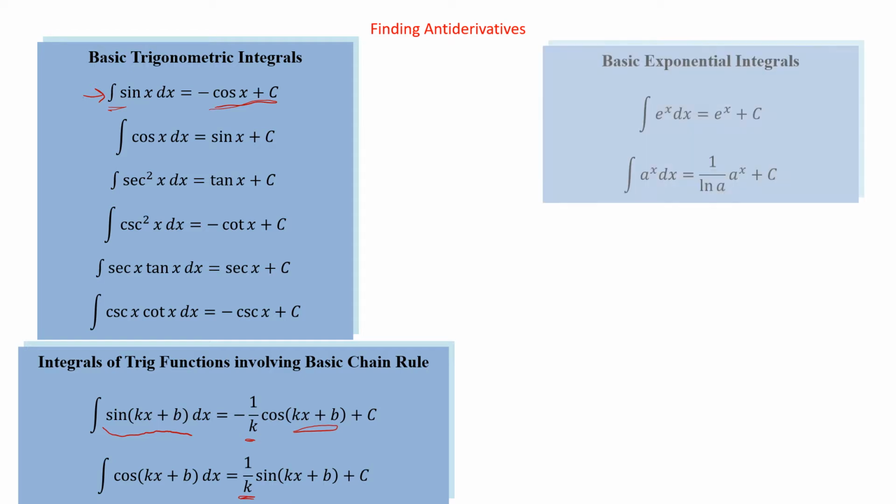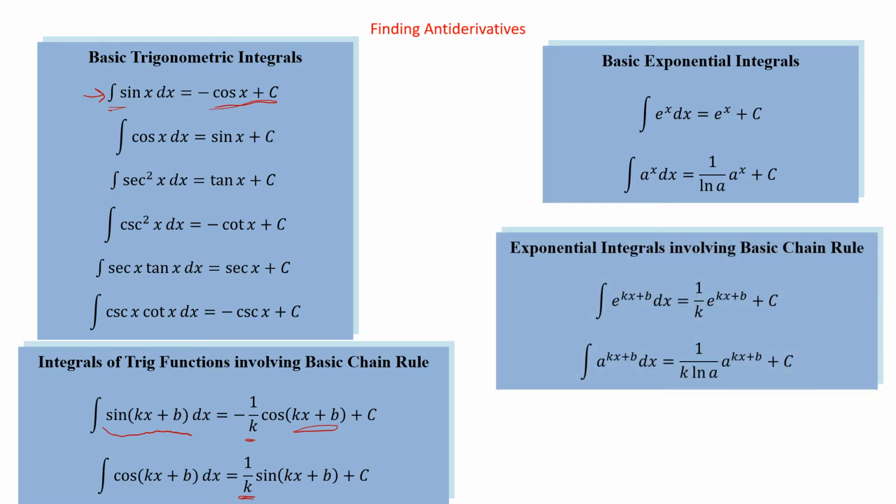Another one, we have exponential integrals. E to the x, it's its own derivative. It also happens to be its own integral. So the antiderivative of e to the x is e to the x plus c. We could get some chain rule involved in that. Or well, a to the x. The derivative of a to the x is a to the x times the natural log of a. Well, to find the antiderivative, we divide by the natural log of a.